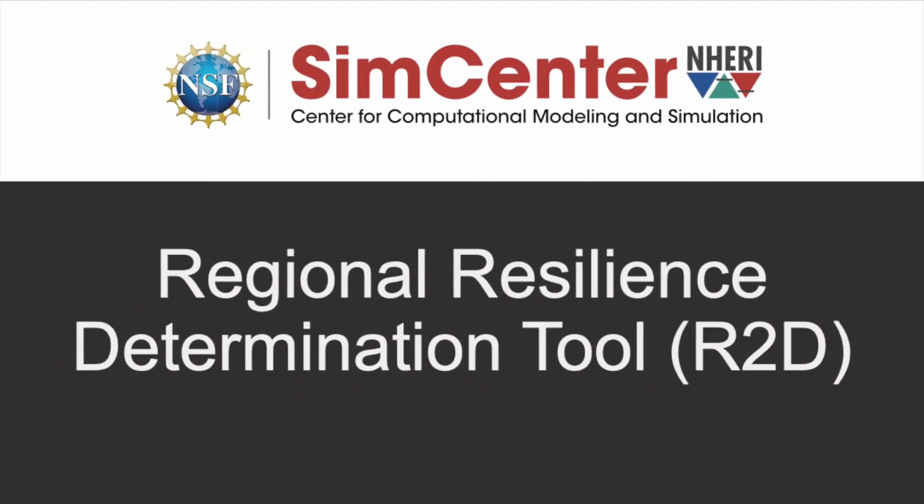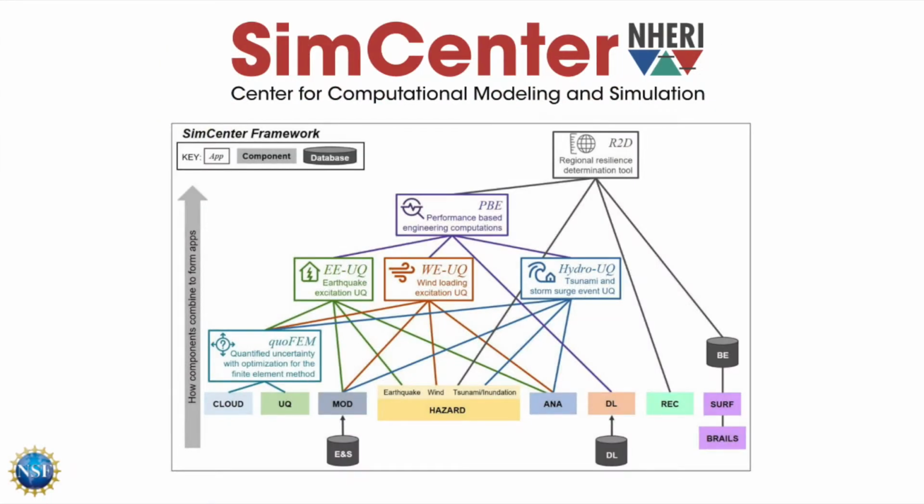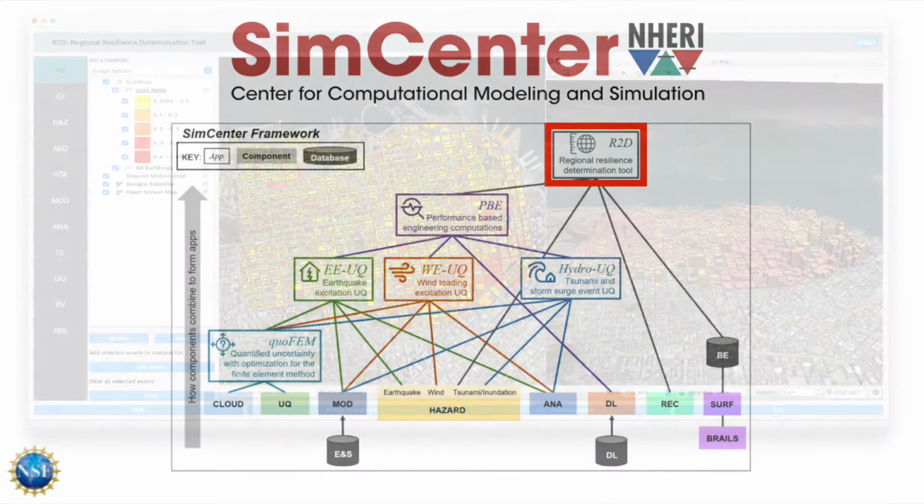Welcome to a short video describing the Regional Resilience Determination Tool, or R2D tool, developed at the NERI Sim Center. The NERI Sim Center provides next-generation computational modeling and software simulation tools for the natural hazards engineering research community. R2D leverages the capabilities of several tools developed over many years at the Sim Center, enabling them to be employed in a regional analysis workflow.